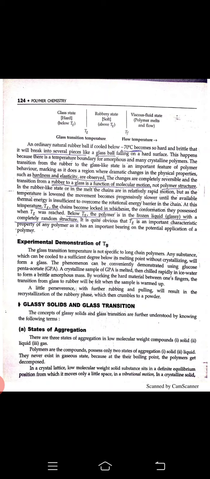In the crystal lattice, a low molecular weight solid substance sits in a definite equilibrium position from which it moves only a little in vibrational motion in a crystalline solid. There is no translational motion or Brownian movement. The molecules sit in their respective positions within the crystal lattice. The arrangement of the molecules is repeated many times in all three dimensions of the crystal. It is called long range order, LRO, of the crystalline solid.